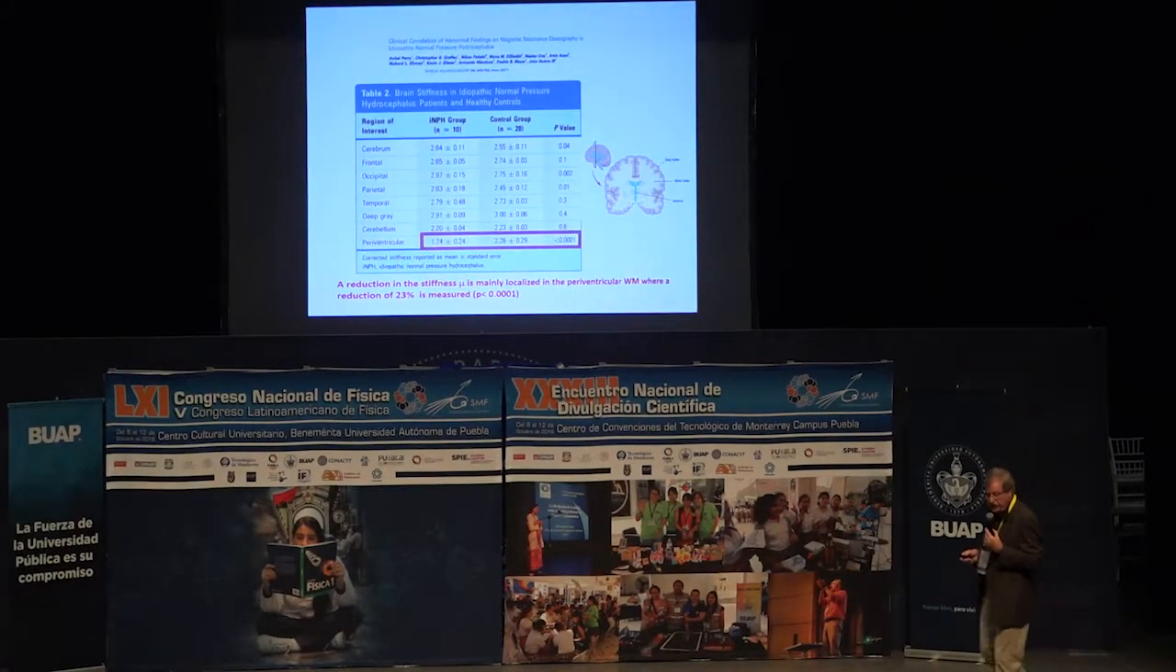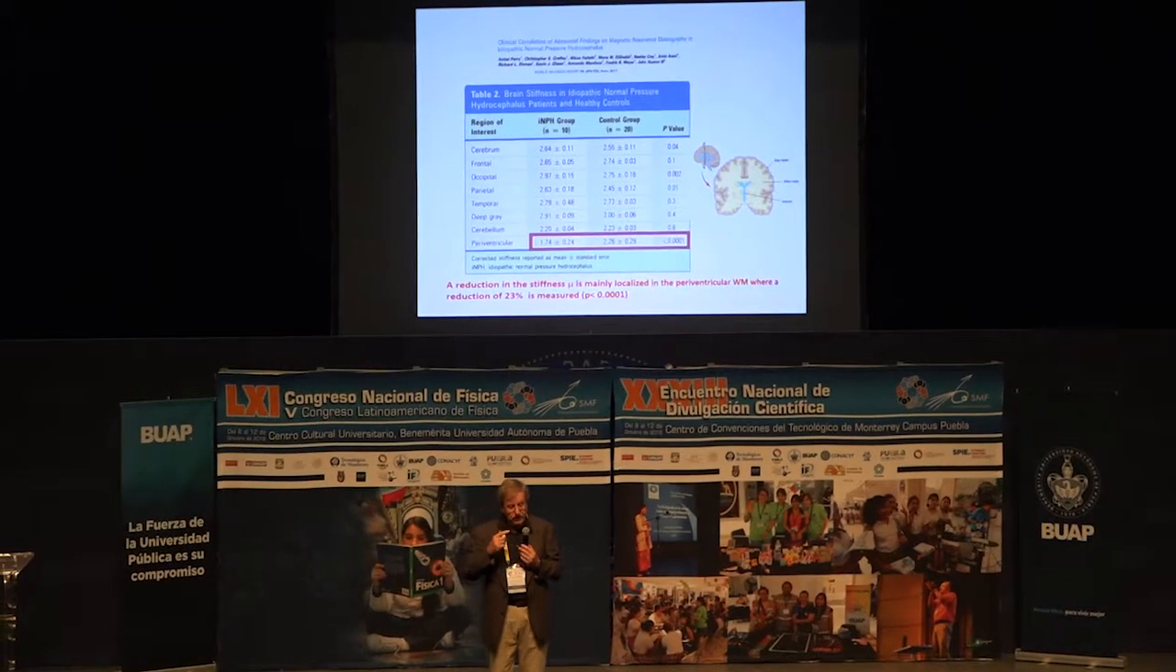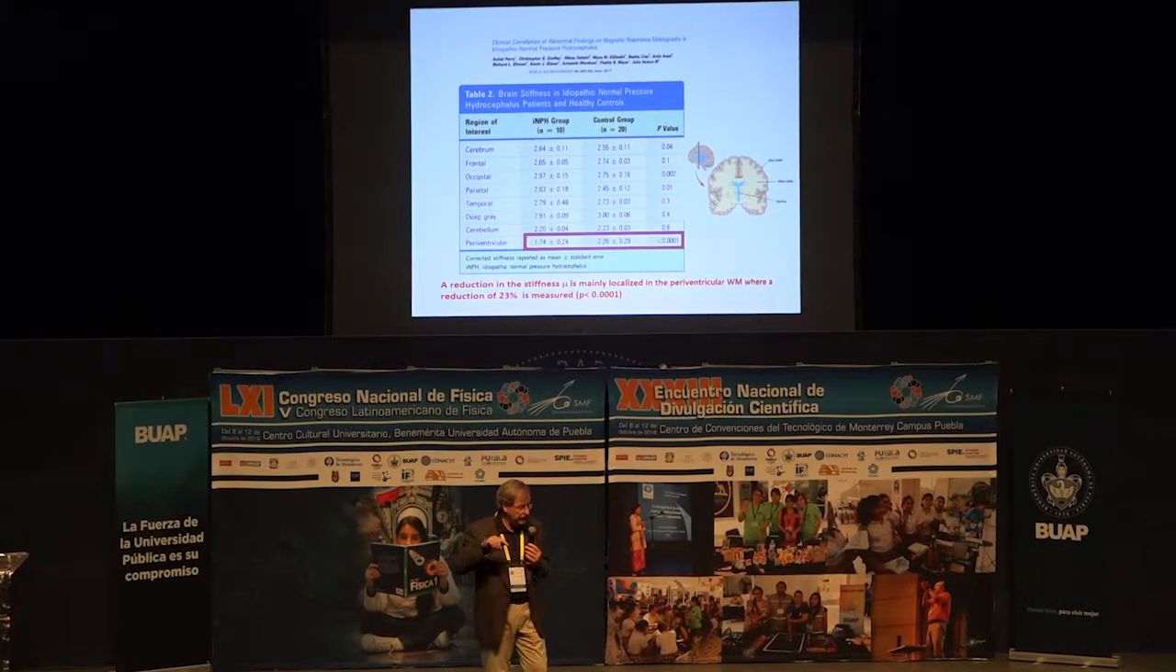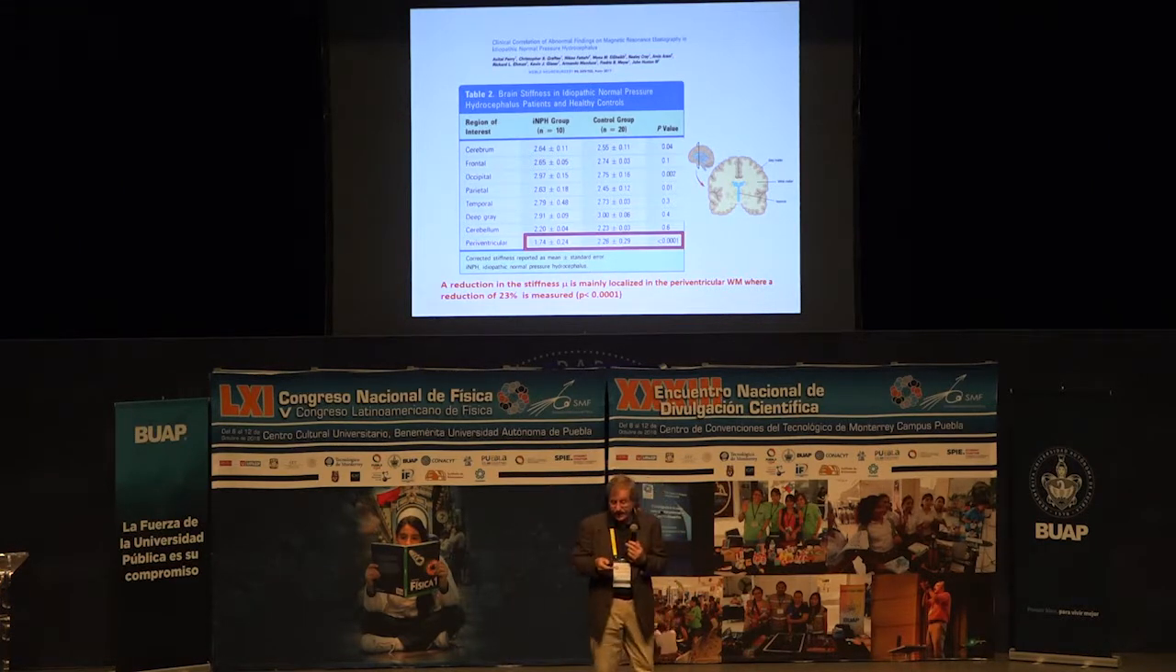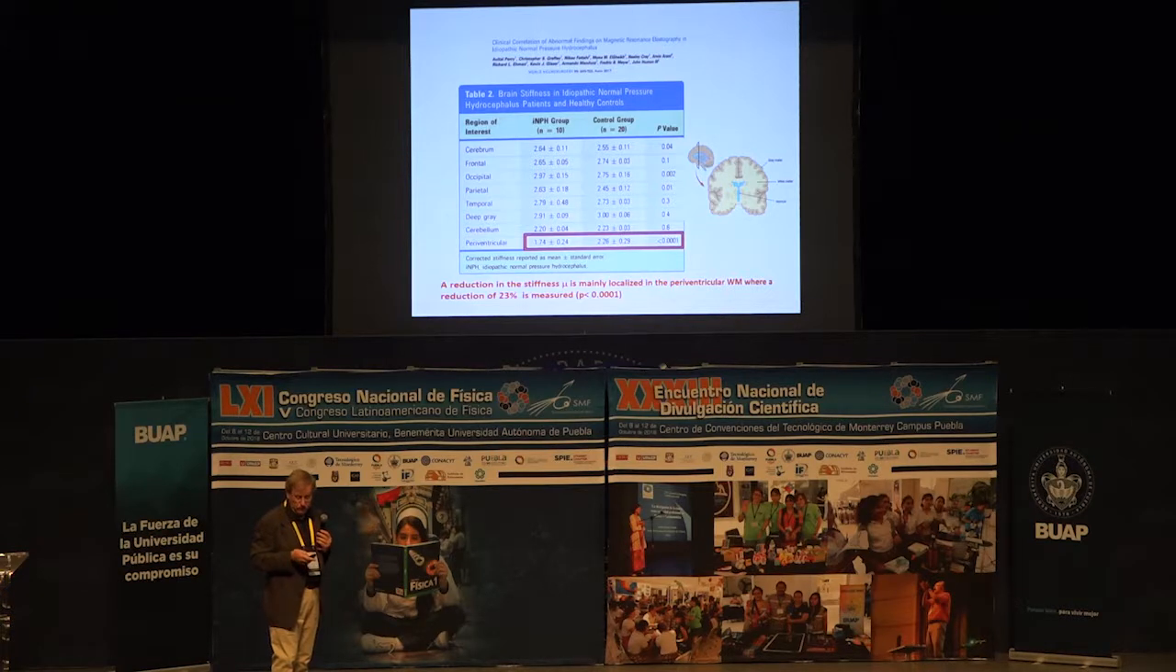So we have also done measurements by looking at the specific parts of the brain. What is very important is that your brain as a whole doesn't get softer, but the periventricular white matter, the white matter around the ventricles, gets softer by 25%. So now with all this measurement, we can check our theory.